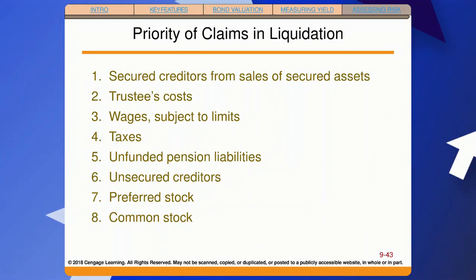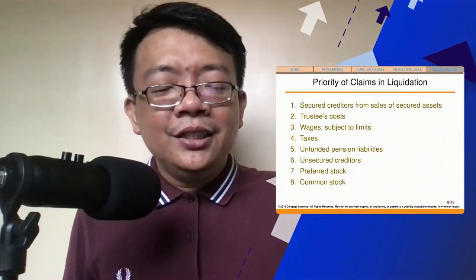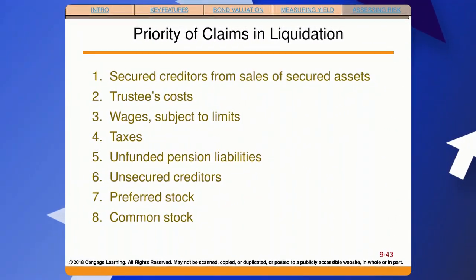Alright. Again, as discussed in your accounting for partnership, there is also priority in terms of your claims. Secured creditors from sales of secured assets. You have trustee costs, wages subject to limits, taxes, unfunded pension, so unsecured preferred. Sino yung unang babayaran? Creditors. Then after that, si trustee, then mga utang natin sa salary, then taxes, of course, then pension sa mga empleyado, then unsecured creditors, then preferred, and sino yung pinakahuli? Ordinary shareholders. Sila yung pinakahuli na babayaran.